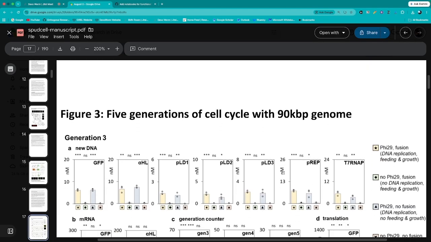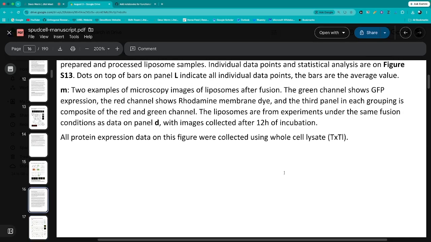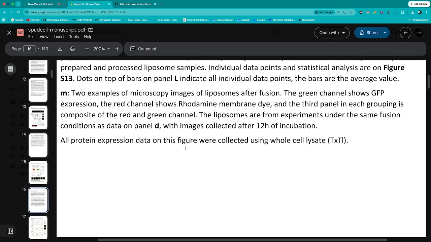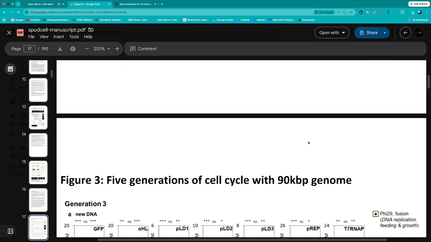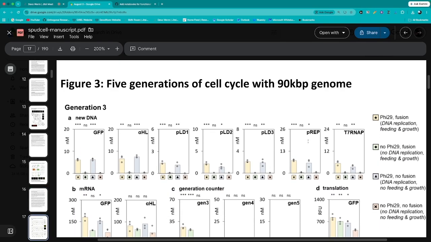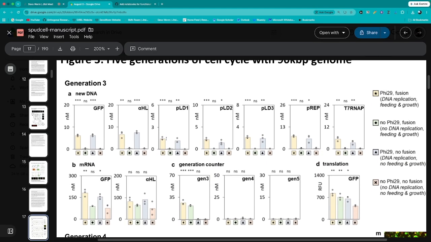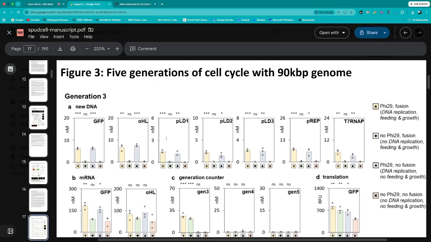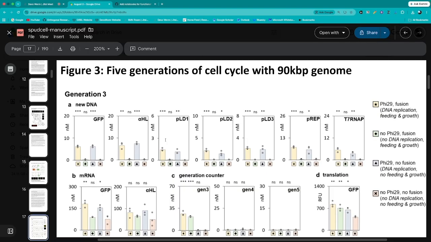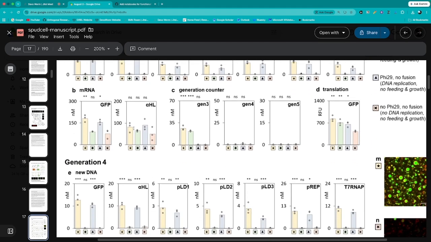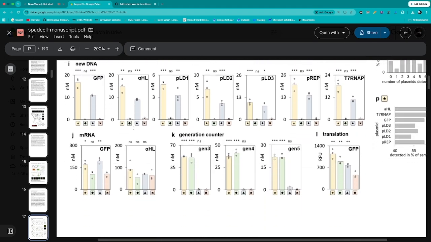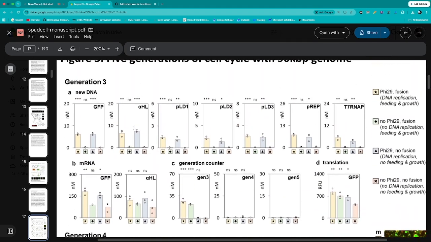Okay. And in this case, they're using protein expression data using the whole cell lysate et al. Figure 3 shows 5 generations of the cell cycle with 90 kilobase per genome. So this just shows the cell cycle over this 5-generation window. I guess they're sampling different generations here. So they have 3, 4, and 5.